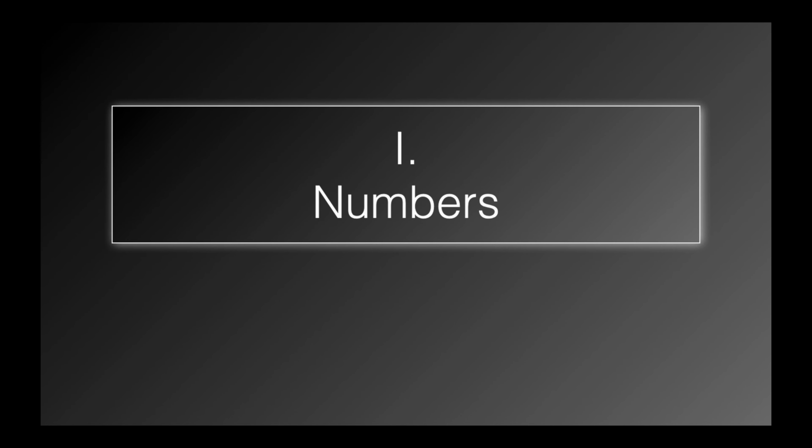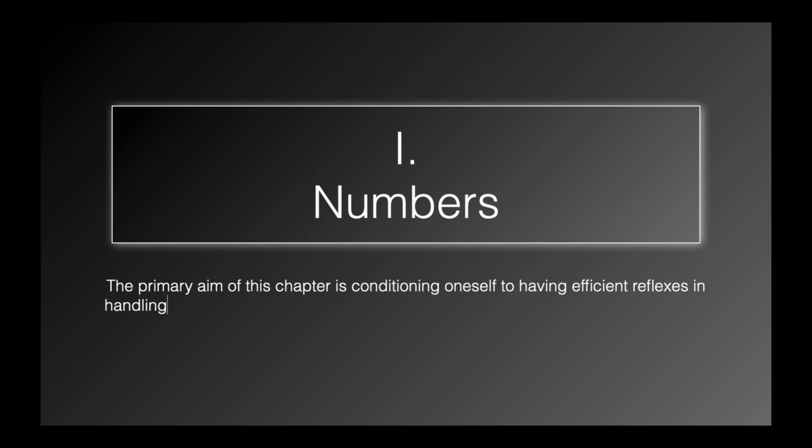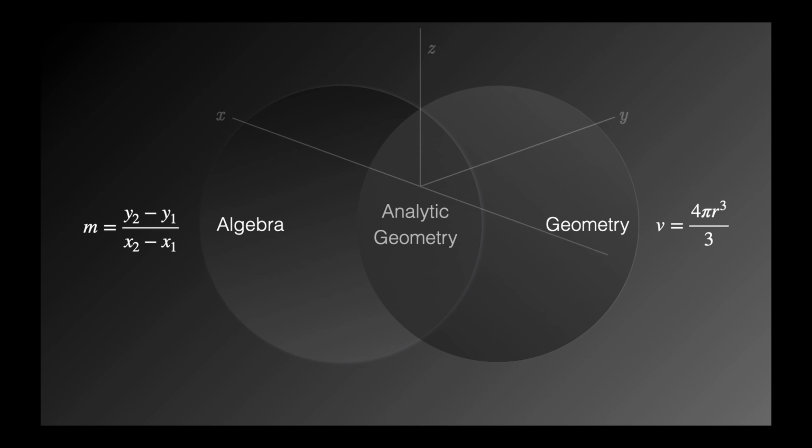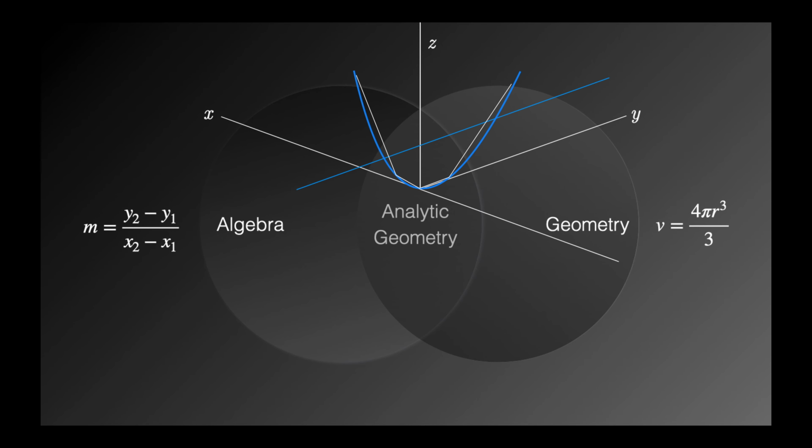Chapter 1. Numbers. The primary aim of this chapter is conditioning oneself to having efficient reflexes in handling arithmetic operations and extending intuition for the rules governing them. So it's good practice to motivate algebraic perspicacity via geometry, but still we must develop, as mathematicians, perceptive cognitive reflexes and rigor in symbolic calculation, especially with regards to simple problems involving, say, linear equations or a quadratic function of sorts.